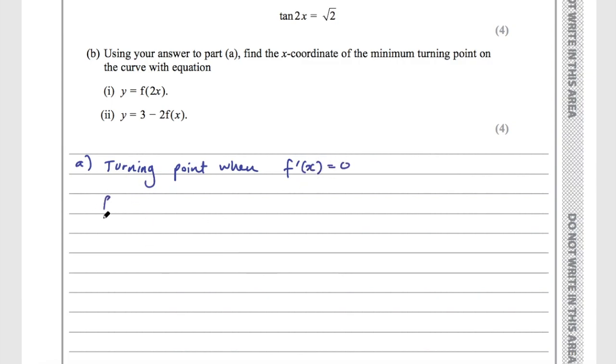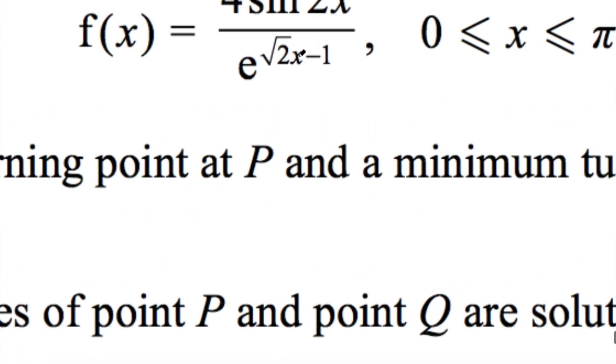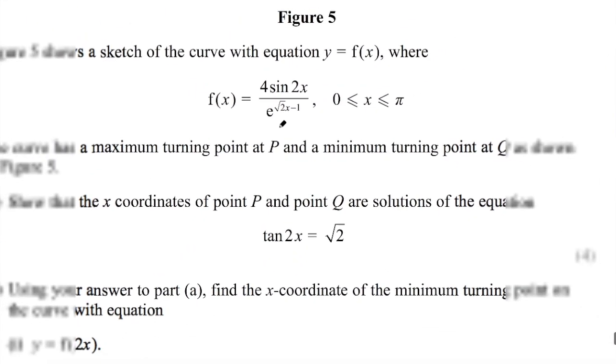So let's write down the function down here. So f of x equals 4 sine 2x over e to the root 2x minus 1. By the way, if you're confused as to whether that's root 2 or root 2x, you can see that the square root symbol clearly cuts off over the 2. So if this was the square root of both the 2 and the x, that would continue on. So just in case you're confused by that.